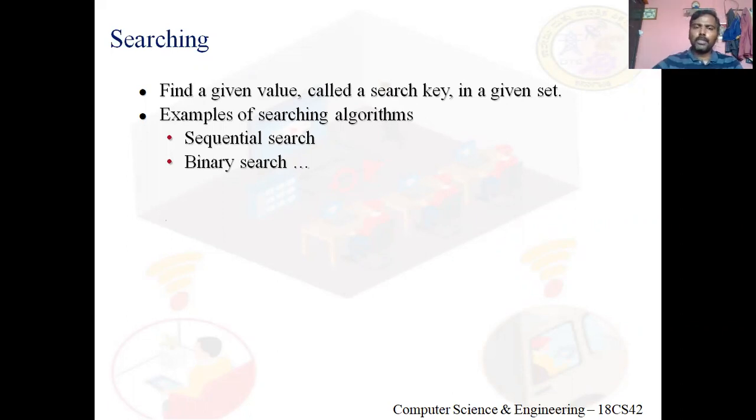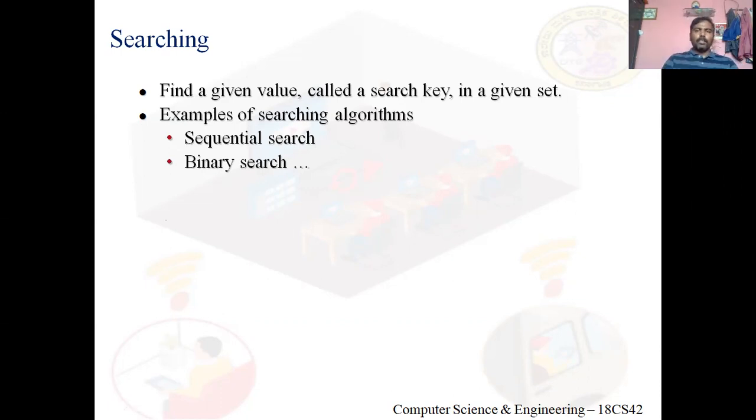You will be given a sequence. Apart from the sequence, you will be given one element. We call it a key. The objective here is that you need to check whether that key exists in that sequence or not. If the key you are searching for exists in the sequence, you say successful search. If the key doesn't exist in the sequence, I call it an unsuccessful search.